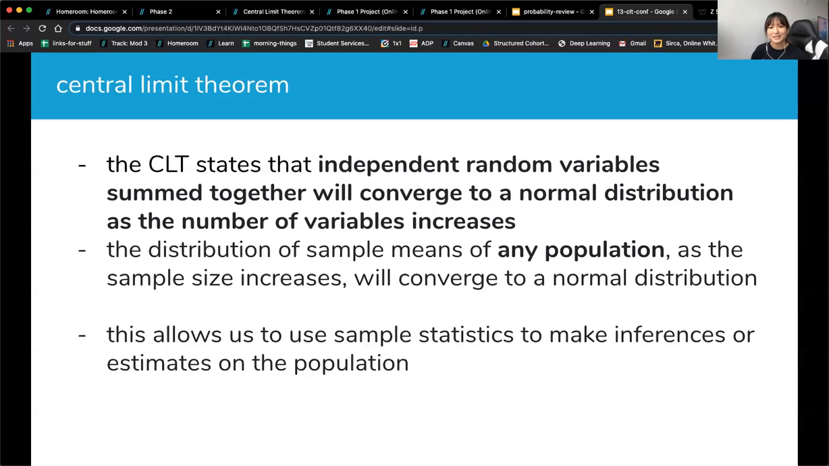Does that make sense? I think there's one lab that actually has you simulating that, drawing a lot of samples from a population and taking a look at how it does converge to a normal distribution. So that's something that's pretty cool to look for.